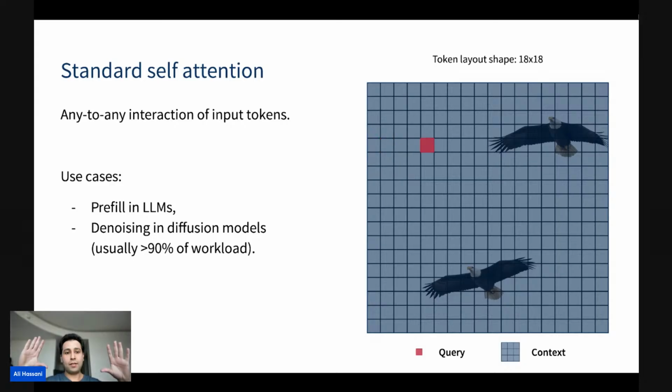I specifically chose this example because it's two-dimensional, and that's where the problem of doing something like what neighborhood attention does gets a little bit challenging. So over here, we don't have a sequence of 18 times 18 tokens. At least we don't think of it that way. We look at a multi-dimensional view or layout of our tokens, which is 18 by 18. And regardless of where the query token is, it attends to the whole thing.